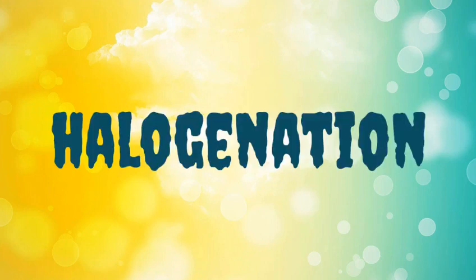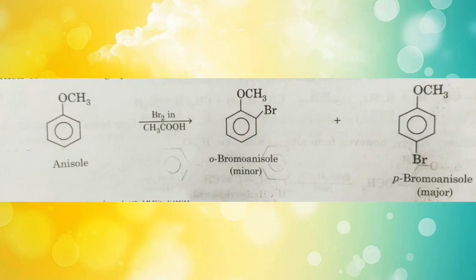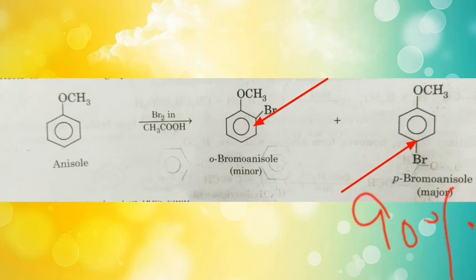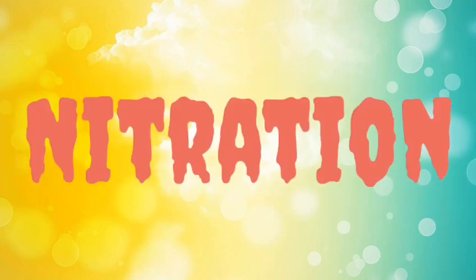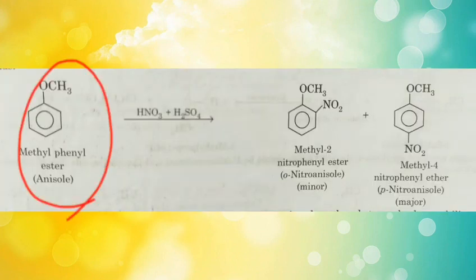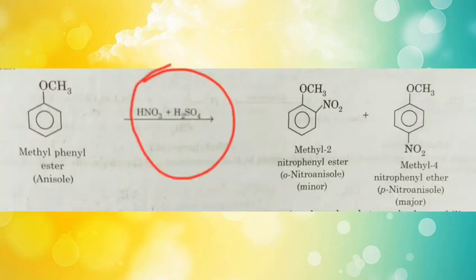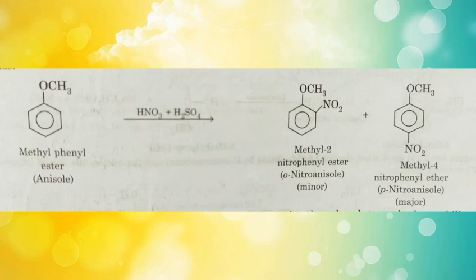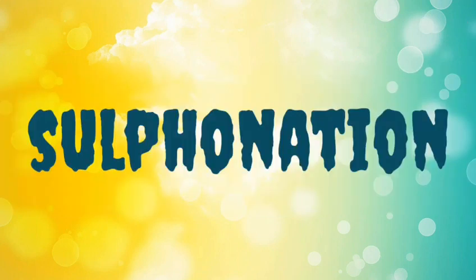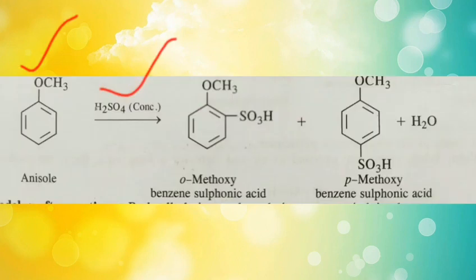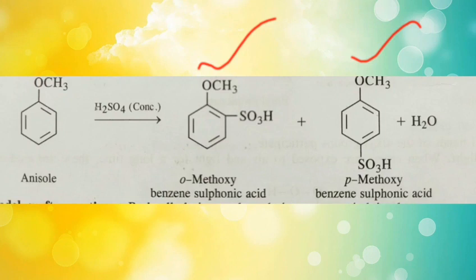First we will discuss halogenation. Halogenation of the benzene ring occurs at ortho and para positions. However, the para isomer is formed in excess. Now we will discuss nitration. The nitration of anisole, carried out with a nitrating mixture of concentrated nitric acid and concentrated sulfuric acid upon heating, gives a mixture of ortho and para nitro derivatives. Next we will discuss sulphonation. Anisole upon sulphonation gives a mixture of isomeric sulfonic acid derivatives.